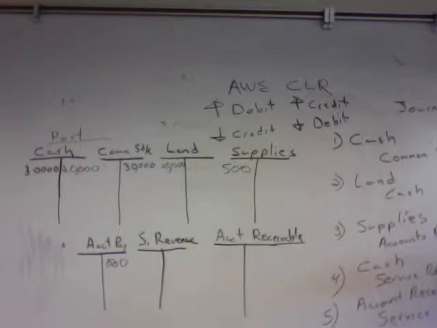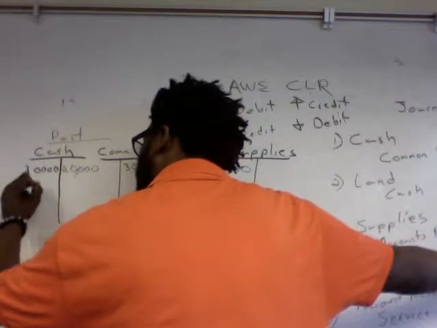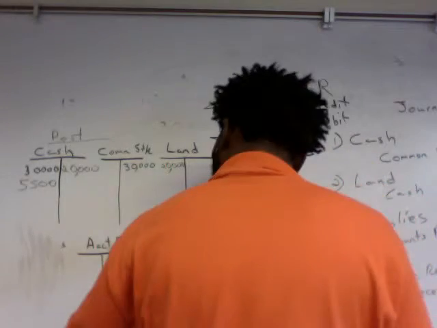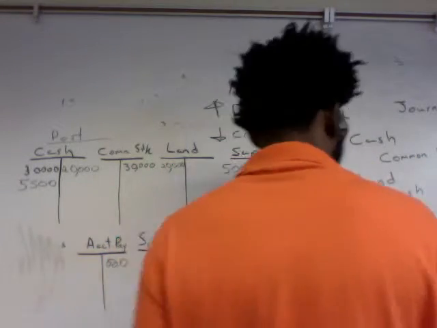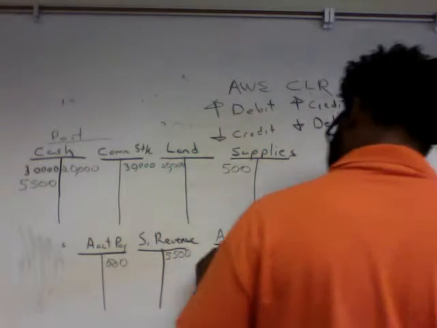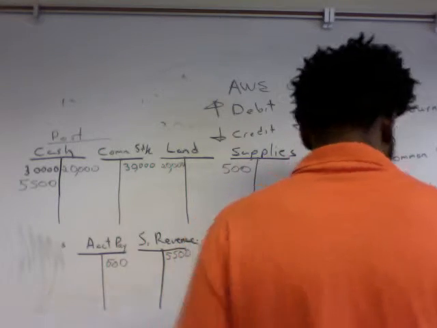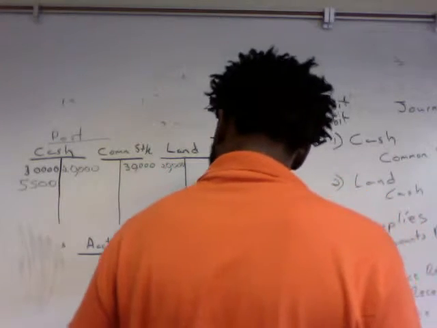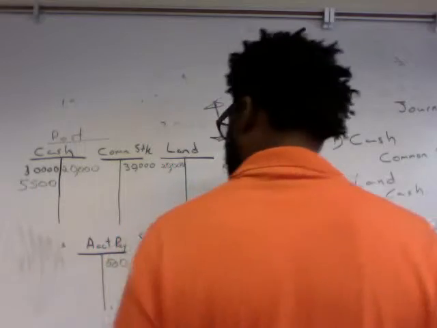We saw that cash was debited for $5,500. We see that service revenue was credited for $5,500. We also see that accounts receivable was debited for $3,000. And service revenue was credited for $3,000 as well. And so this is all you have to do with posting.